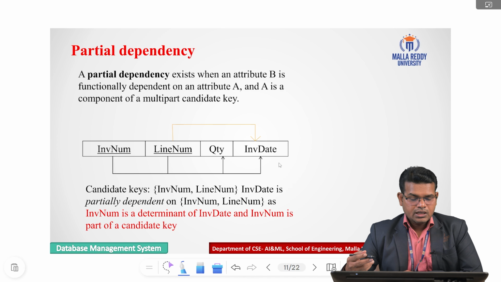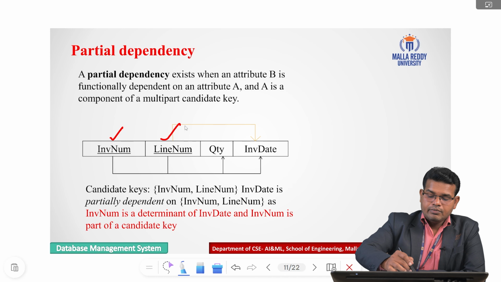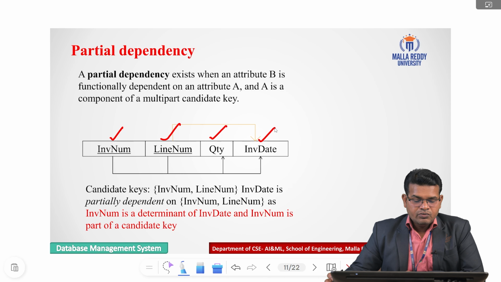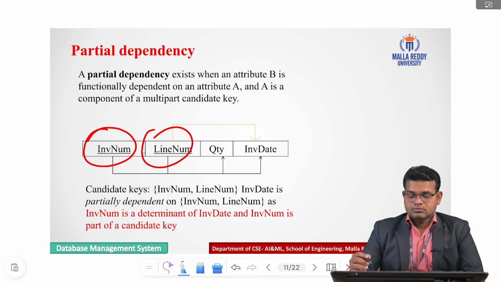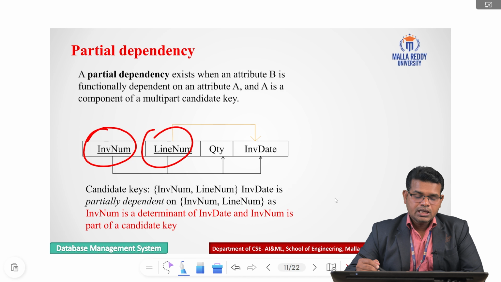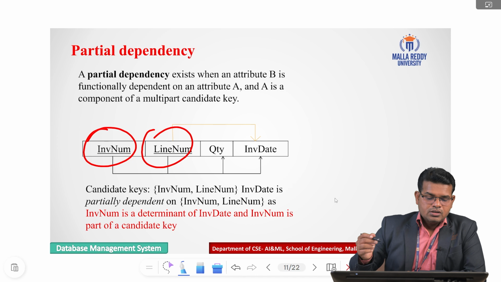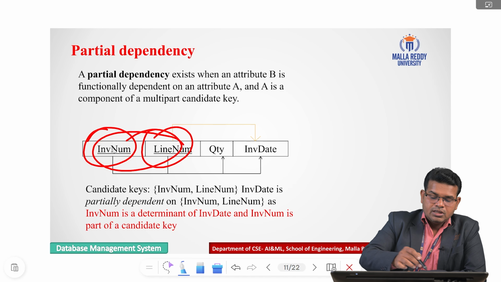So, the inventory table we are taking. In this table, the attributes are inventory number, line number, quantity, and inventory date. Now, the inventory number and the line number, these two attributes together form the key. There is a concept called key, which is very crucial in DBMS. A candidate key is a unique key that is used to identify each row uniquely in the table. Now, inventory number and inventory line number both together form the candidate key.